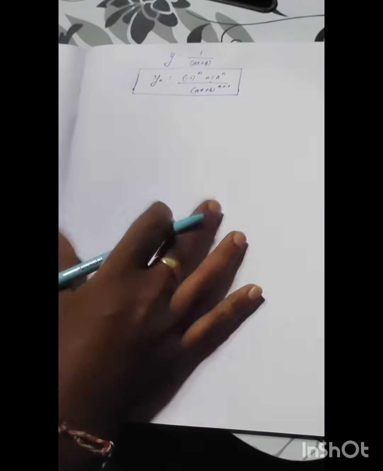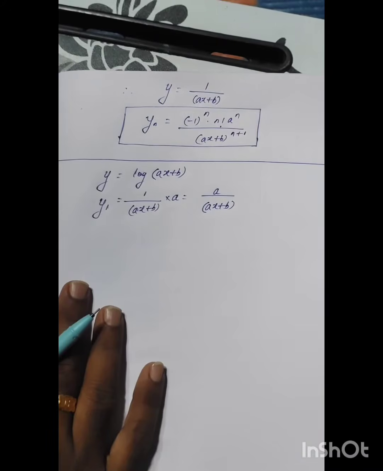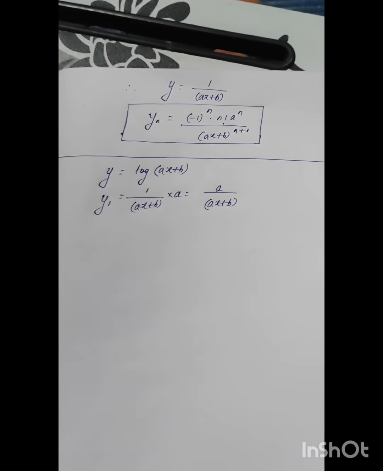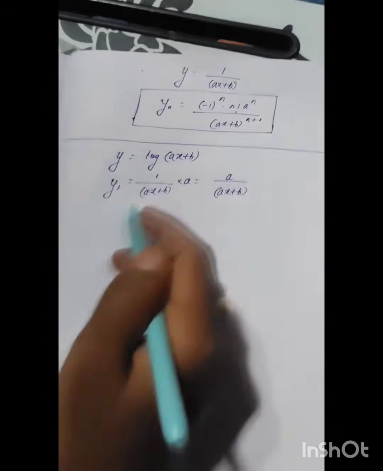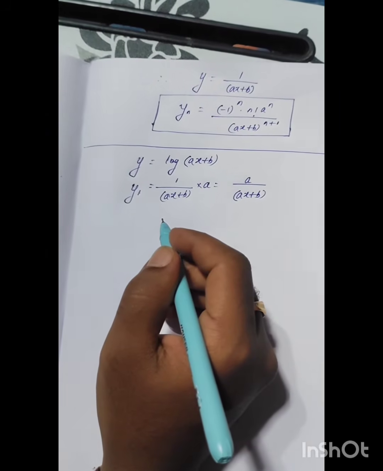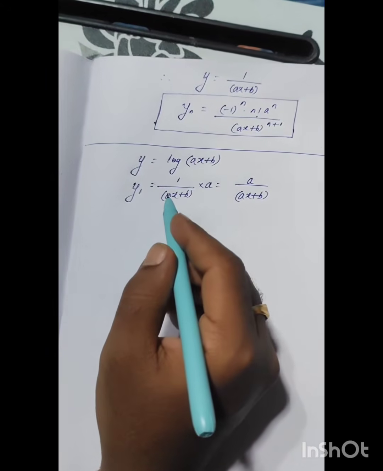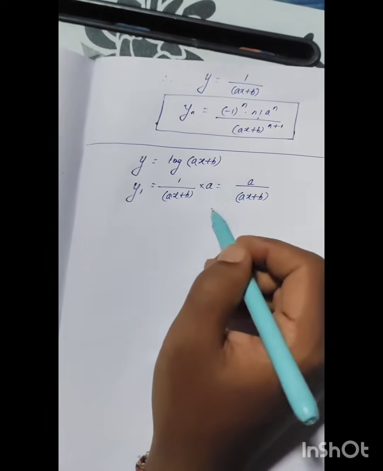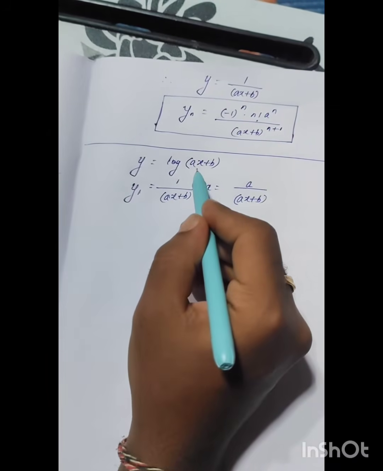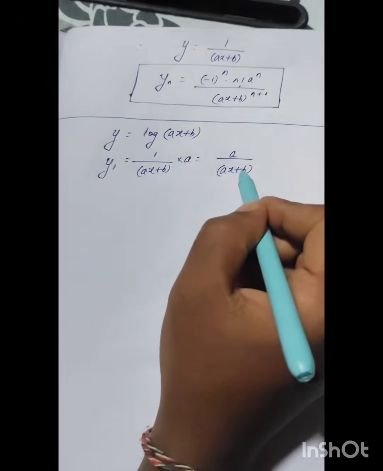So for the continuation of this, next we will see the next question, that is y is equal to log of (ax + b). So here, when we try to differentiate log of (ax + b) the first time, that is y1, the derivative of log x is 1 over x, so y1 will become 1 over ax plus b. And by the chain rule, the derivative of ax is a, so that will become a divided by ax plus b.